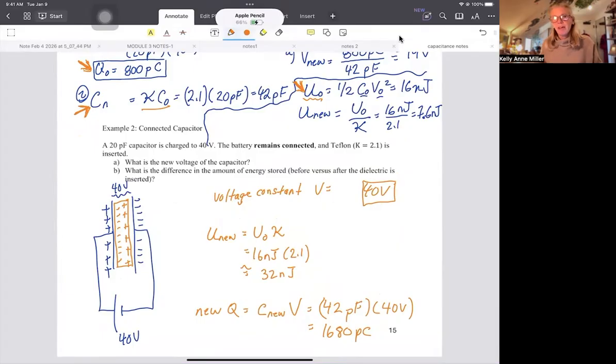Okay, so that's the end of the third video, and that's pretty much all I wanted to show you. You should now have a complete understanding of capacitors, capacitances, and dielectrics.